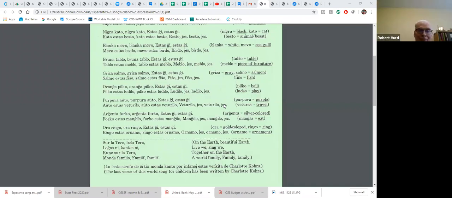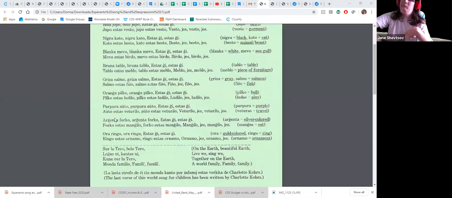So the word really is familio, but you can leave it off. Incidentally, notice that even though the main point of this song is to teach you the colors, you also get other nouns, like tablo for table, and cato for cat, and ringo for ring. Birdo for bird. There are different words.